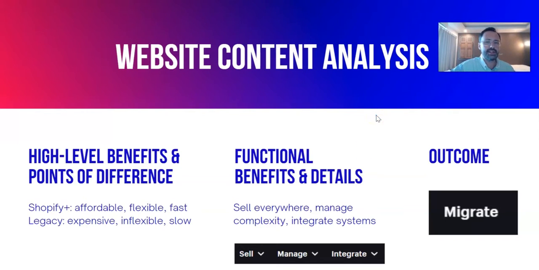So what are these functional categories? They're sell everywhere, manage complexity, and integrate systems. So there are three clusters of functional benefits and features that help organize all of that content. And we see that the bulk of the content is actually focused here, not on the high-level benefits, even though it's kind of a myth in marketing that most of your communication needs to talk about high-level benefits. Often that's not true.